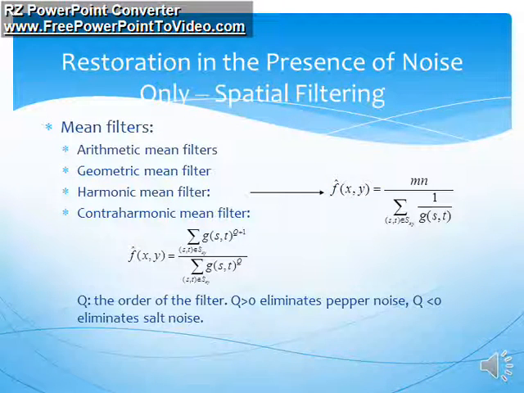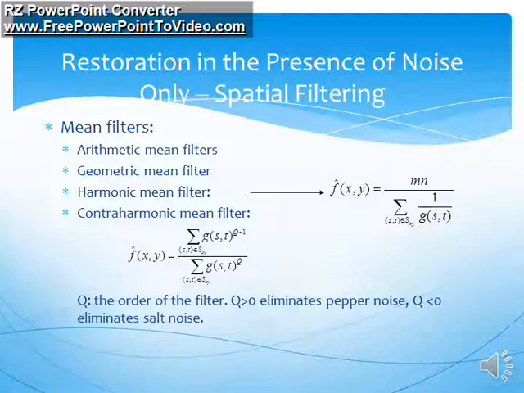This is the restoration in the presence of noise using spatial filtering. Some of the spatial filters we will discuss here can be used for restoration purposes if only noise is present.